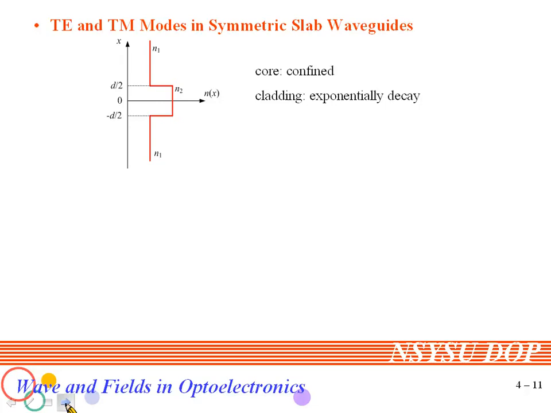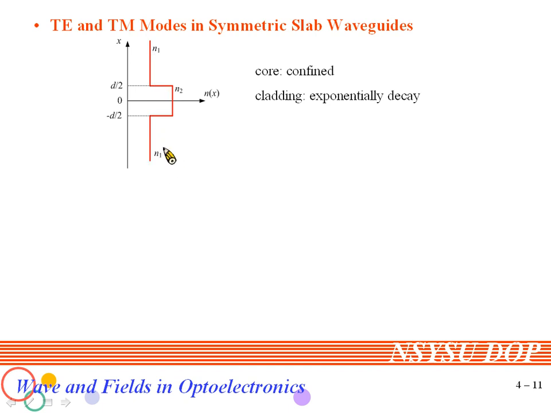Now we would like to find out the TE and TM modes in symmetry slab waveguide. Consider a symmetry slab waveguide. We have the core size is D, and the core region is between half D and minus half D. The core index is N2, and the cladding index is N1, which is the same as the substrate index.